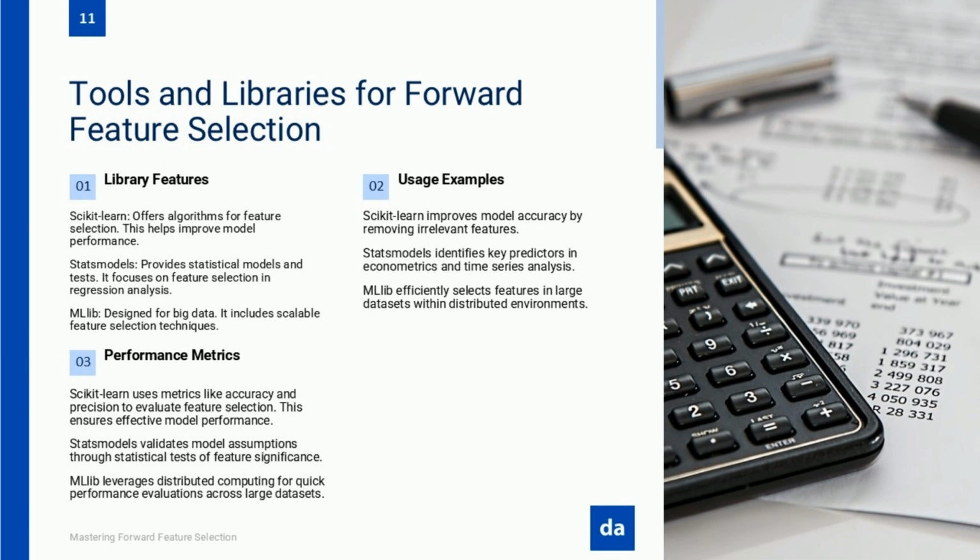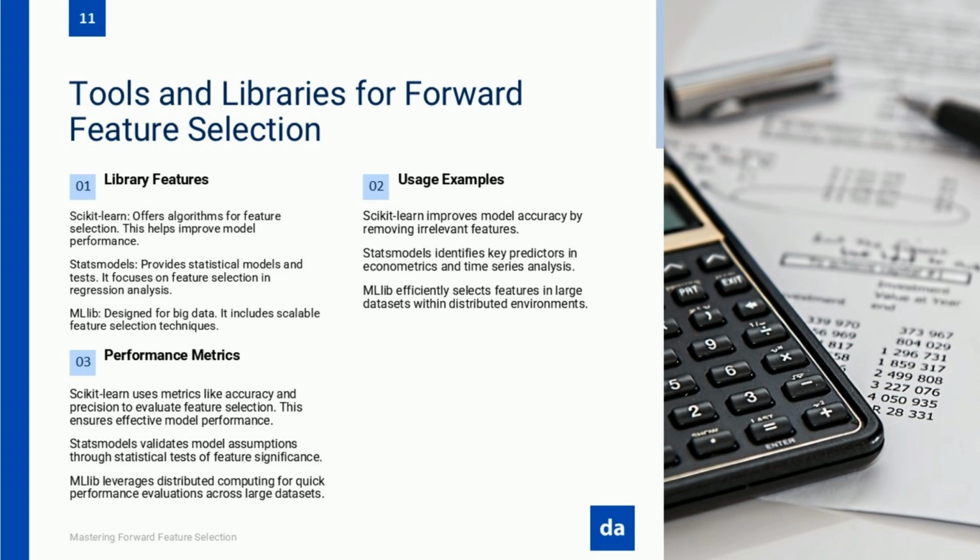First up, sklearn. If you've done anything in Python machine learning, you've probably used this library. It comes with built-in tools for feature selection, including sequential feature selector, which automates forward feature selection. You just plug in your model and it iterates through your features one by one, finding the best combination. Simple, powerful, and widely used, kind of like the Swiss Army knife of machine learning.